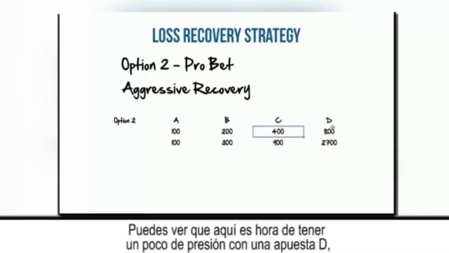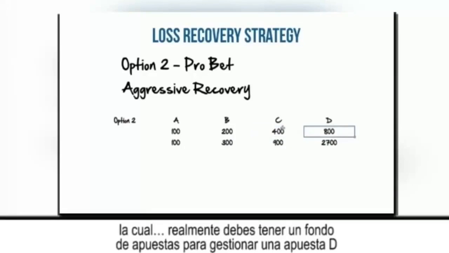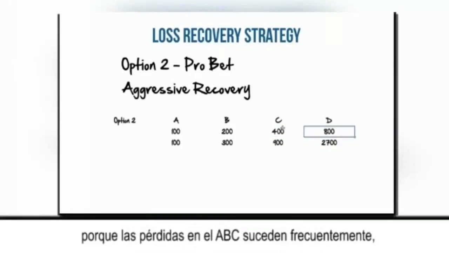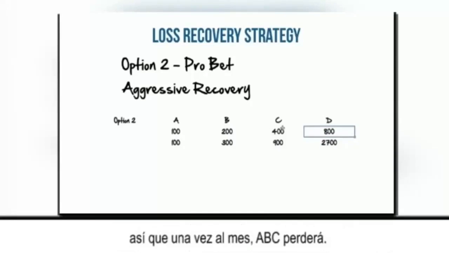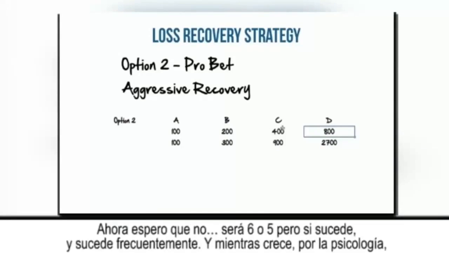And then a D bet, which you really should have a bankroll to manage, because ABC losses happen frequently. I would say you should build into your cash flow and your money management system that you're going to have 12 per year. So one a month, ABC will lose. Now hopefully not, hopefully it's only 6 or 5, but it does happen, and it does happen a lot.